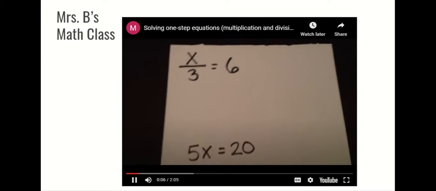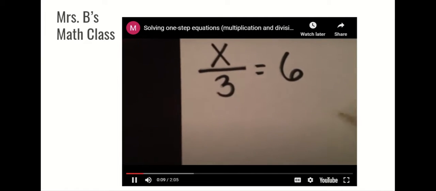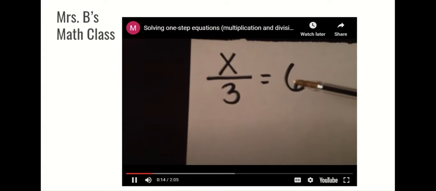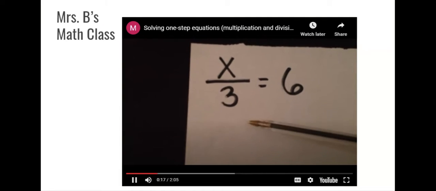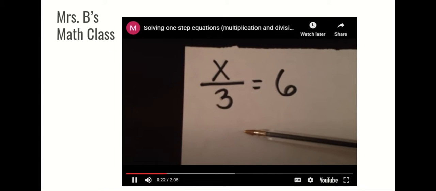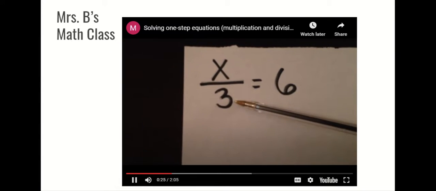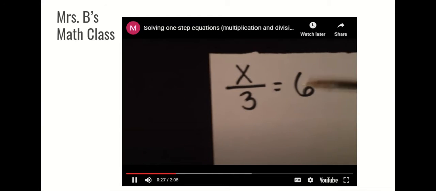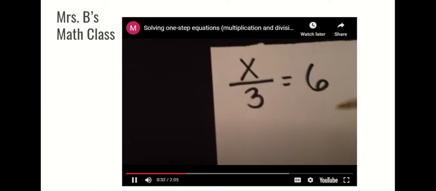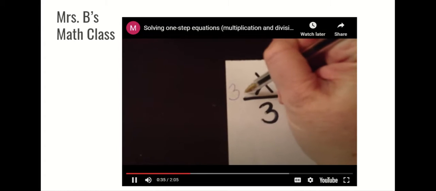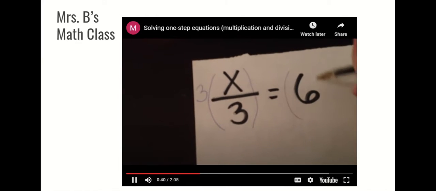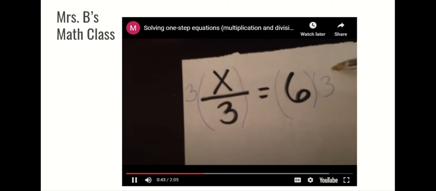Multiplication and division. So if we look at this first problem, we have x over 3, which is x divided by 3, equals 6. So we're going to show the steps instead of guessing and figuring out what x is equal to. We're going to actually show the inverse operation. So here x is being divided by 3. So what we're going to do is multiply both sides by 3 to make it stay balanced. So we're going to put 3 over here, parentheses around both sides. We're going to multiply by 3.